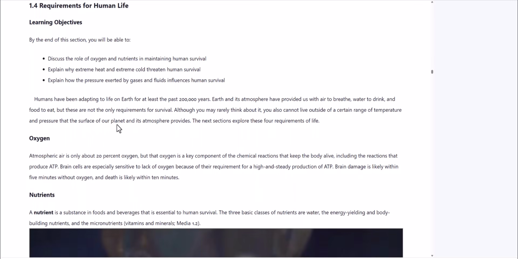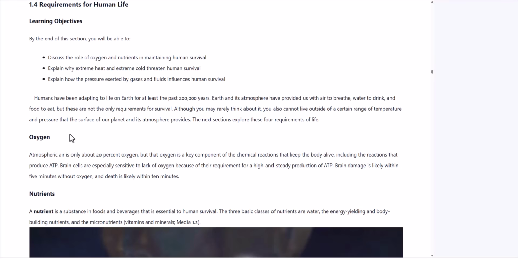For human life, we require oxygen. Don't make this really hard. This totally makes sense. As living human beings, we require oxygen. That oxygen comes from the atmosphere. The air that we breathe in is about 20% oxygen. It's not the only thing we're breathing in. We're also breathing in nitrogen gases and everything else, but oxygen is the most vital.